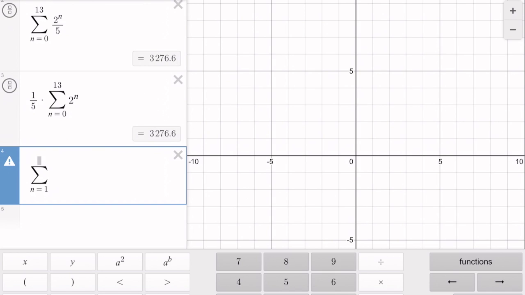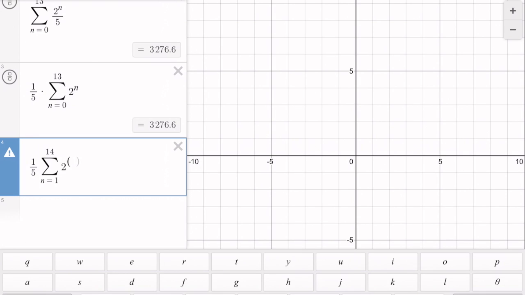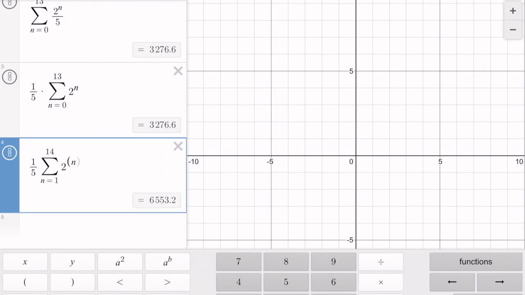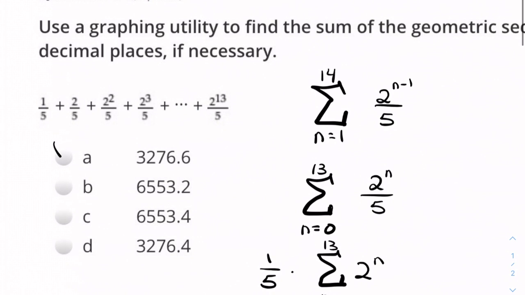So if we wanted 1, and then we'll say 14, because 14 minus 1 is 13, I'm going to stick this 1/5 in front, and I'm going to say 2 raised to, and I'm going to put parentheses around here so it doesn't kick me out, n minus 1. And the nice thing about Desmos is, if it wanted to, but the question doesn't ask us, to round to the nearest 2 decimals. If we wanted it as a fraction, all we have to do is hit the fraction button. And again, you see that it's over 5. So our answer in this case is A.